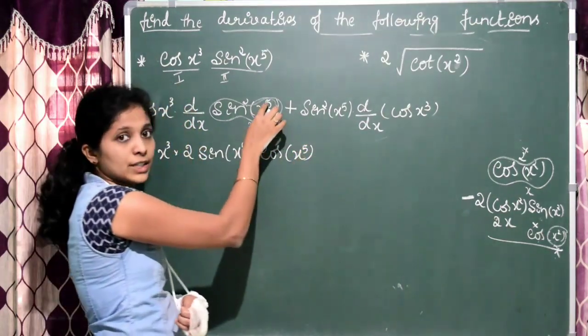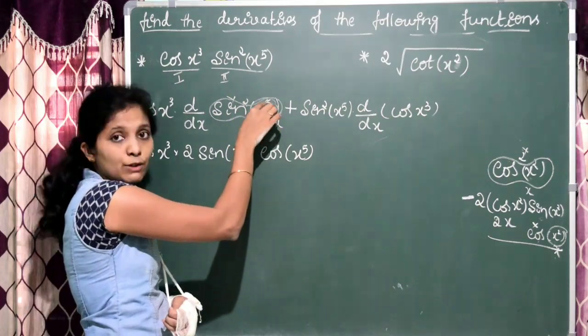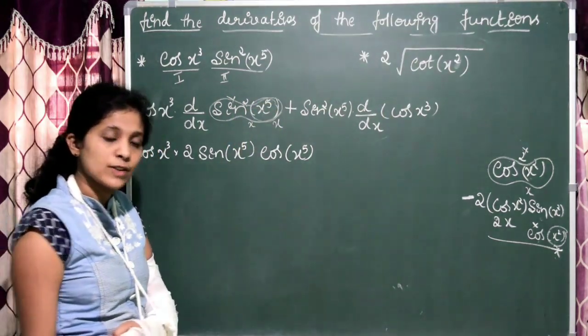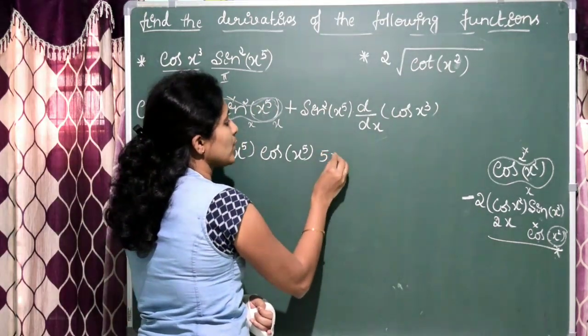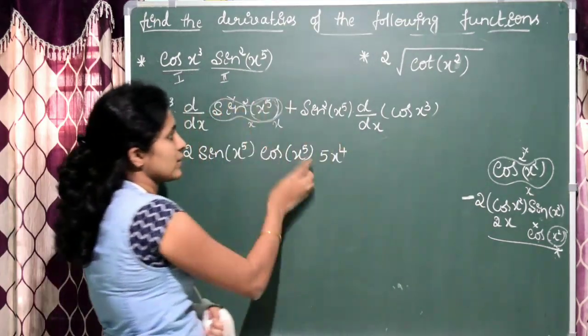After this, you have to find the derivative. This is done, right? Now you have to find the derivative of x to the power 5. What is the derivative of x to the power 5? It will be 5 into x to the power 4. So this is the differentiation of this one.